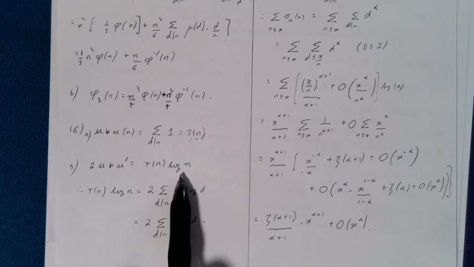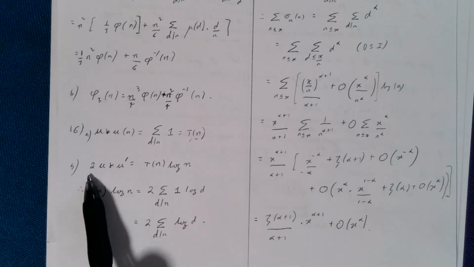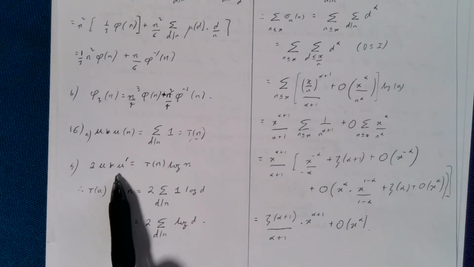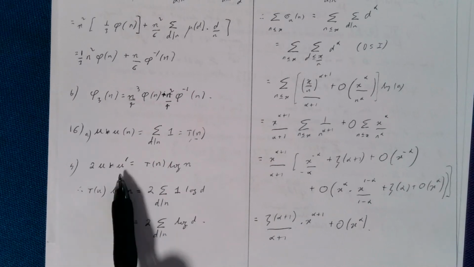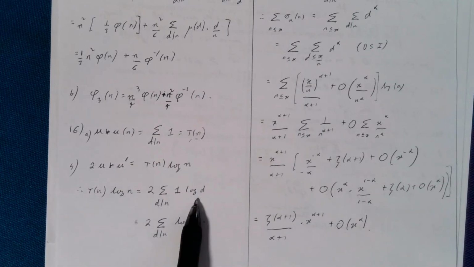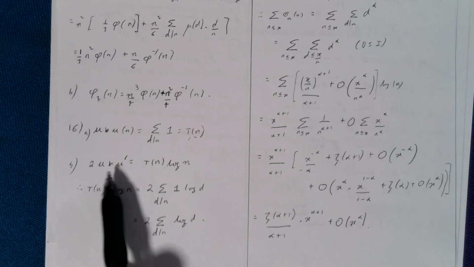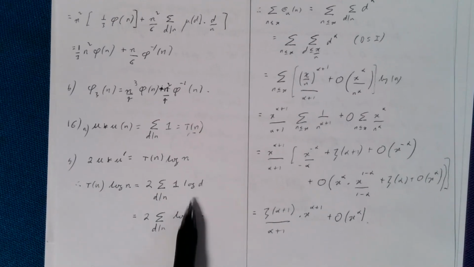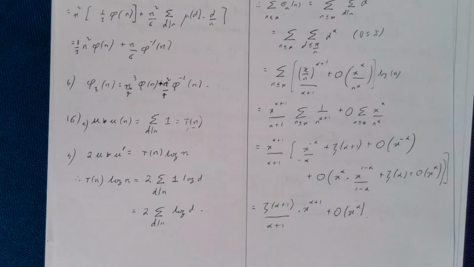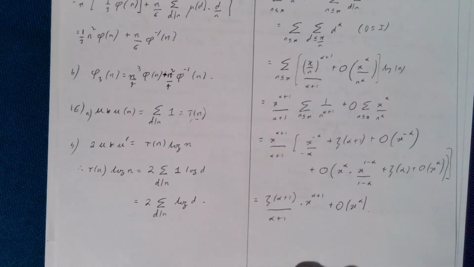So I can write that then as writing out this convolution, then u is just 1 and the derivative of u is 1 times log. And we're taking a sum over the divisors of this because it's a Dirichlet product, and that gives you the result. And they were just the two questions for that section.